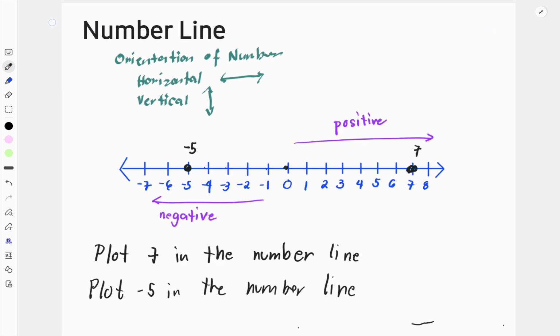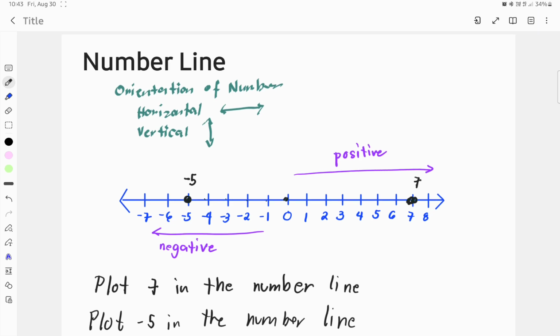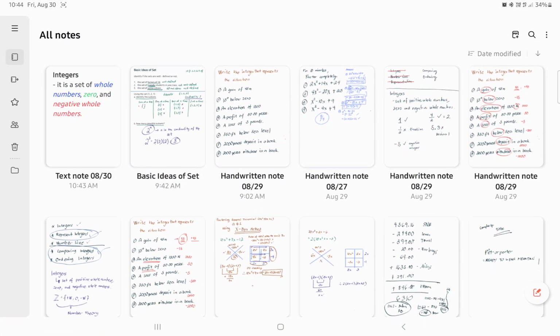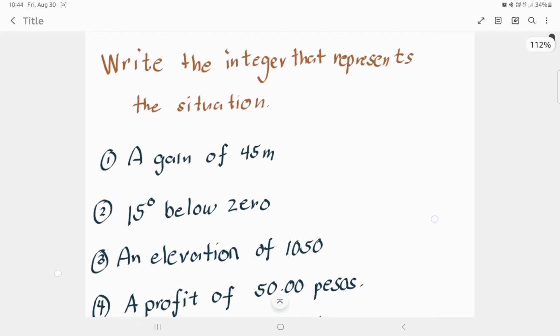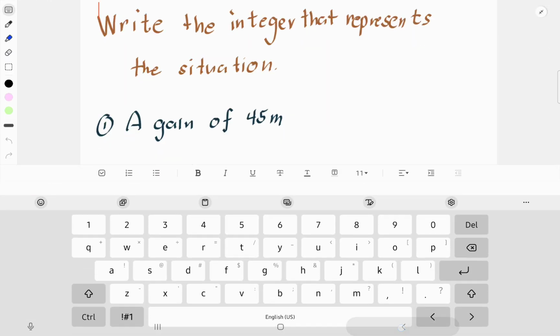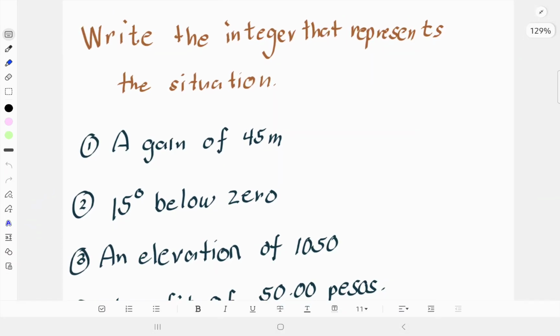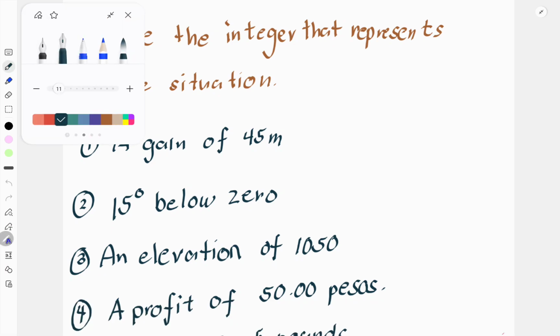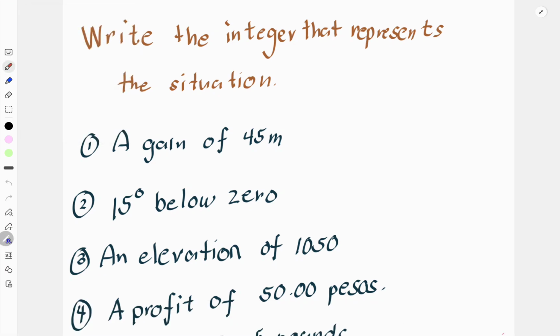Now let's have another concept that we could understand: integers. We're done with the definition of integers. We modeled the integers on a number line. Let's go with another concept. Let me open another set of notes that could be utilized here. I have here some statements that could represent integers. Now, let's write the integer that represents each situation. Reading each statement, we can then give the value of the statement.